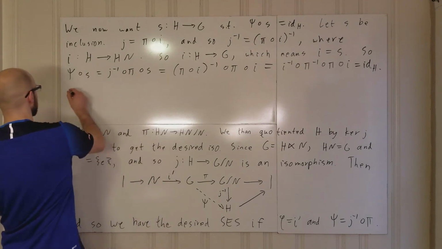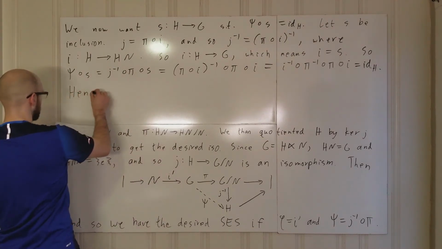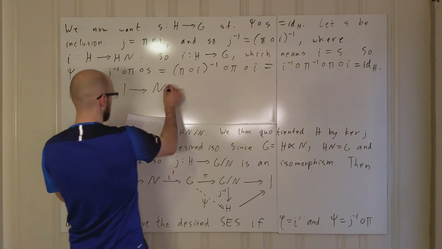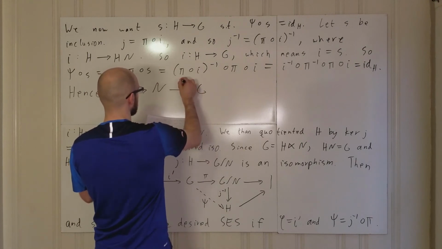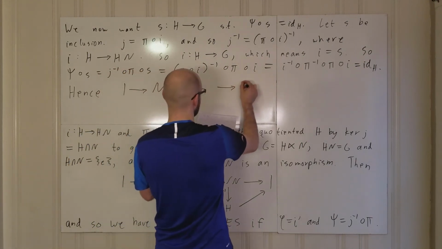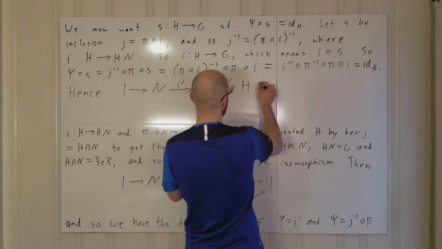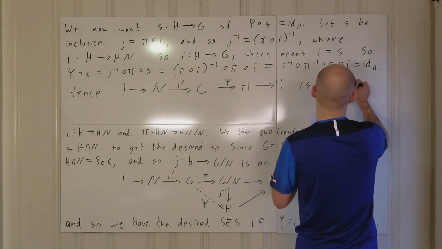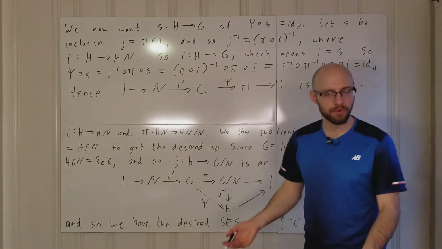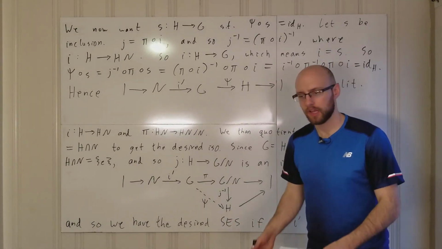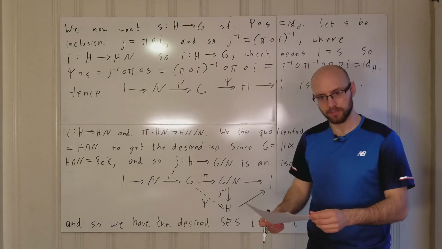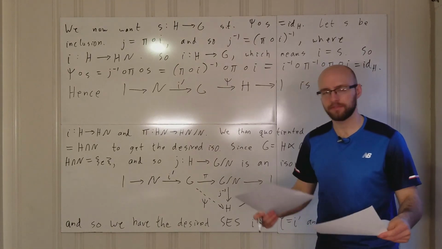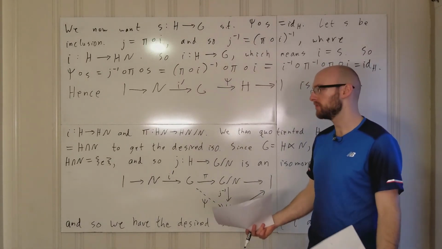So anyways, hence 1 to N to G. Here this is I prime. This is to H, and this is psi. And this is 1, so it is split. And that's exactly what we wanted to have happen. And so that finishes this direction. And then all we have left is the reverse direction, and we'll be done.